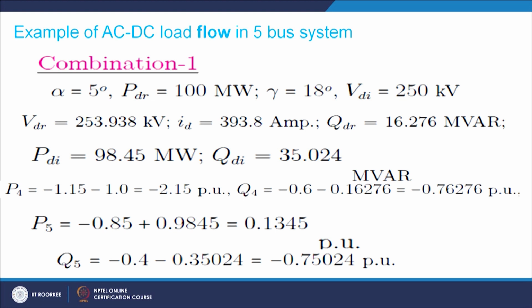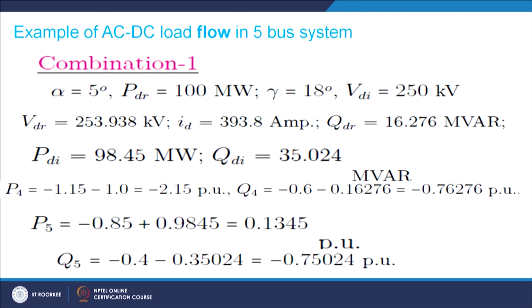And at the inverter side, QDI is 35.024 MVAR. Please note that both inverter and rectifier absorb reactive power from the AC grid. So, as far as this AC grid is concerned, this inverter is also acting as a reactive power load. So, this is the reactive power load due to this QDI, and this is the earlier AC reactive power load which was connected, which is actually 40 MVAR. So, the net reactive power load at bus 5 is increased. So, these are the new quantities.